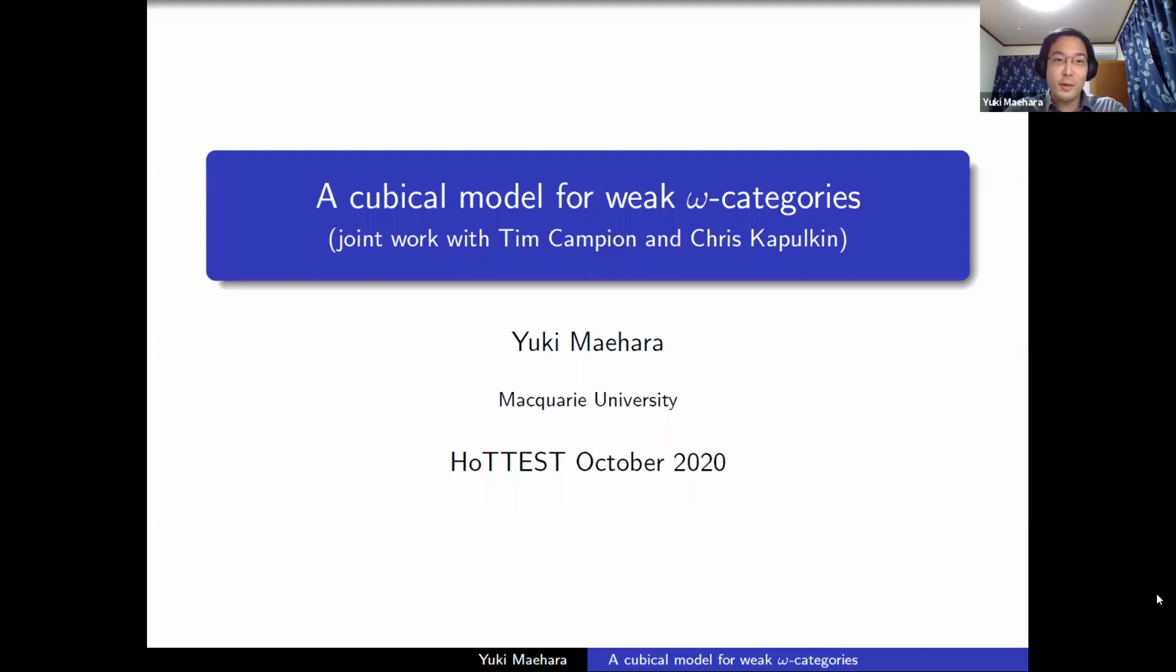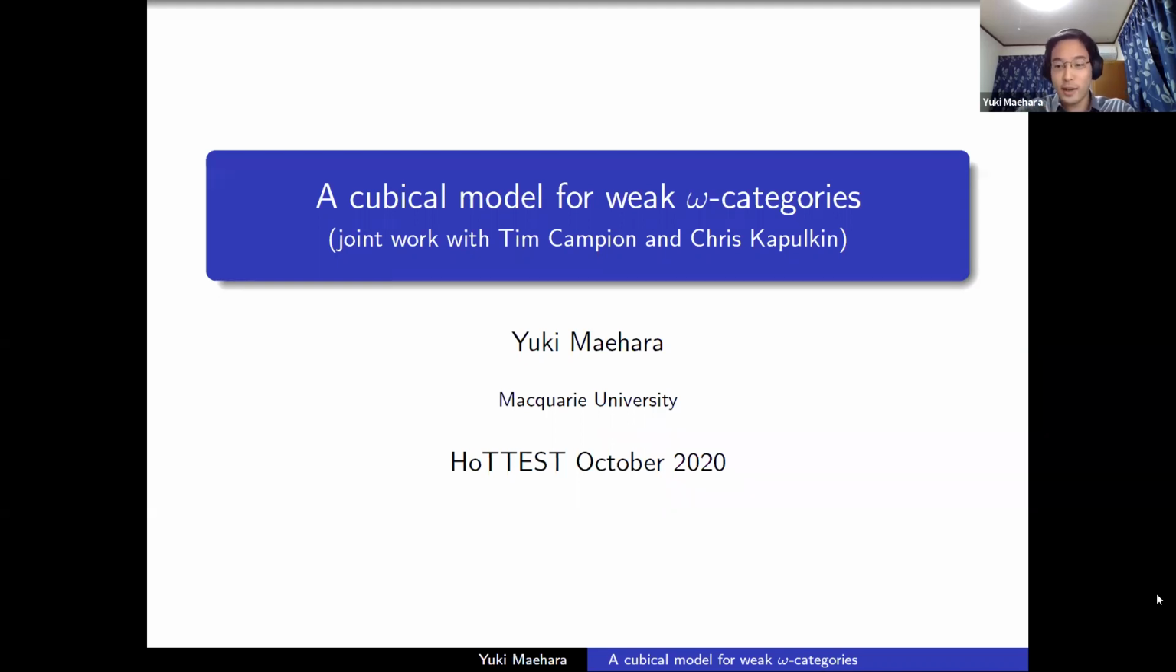Yes, I will be talking about this cubical model for weak omega categories today, which I developed with Tim Campion and Chris Kapulkin a few months ago. This talk is about weak omega categories, but let me start by recalling the strict omega categories. The omega here is the limit ordinal omega. Ordinary categories are one categories, and you might be familiar with the notion of two category, three category, and so on. These omega categories are the limit case of that.